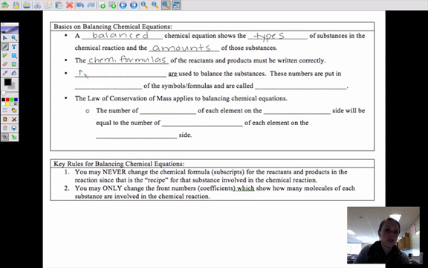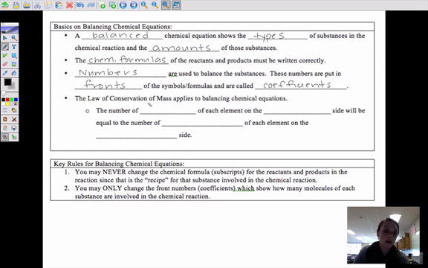We also need to remember that numbers are used to balance substances. These numbers are put in front of those symbols and formulas, and they're called coefficients. The last and most important thing we need to remember is that the law of conservation of mass applies to balancing chemical equations. In fact, that's what you're being assessed on.